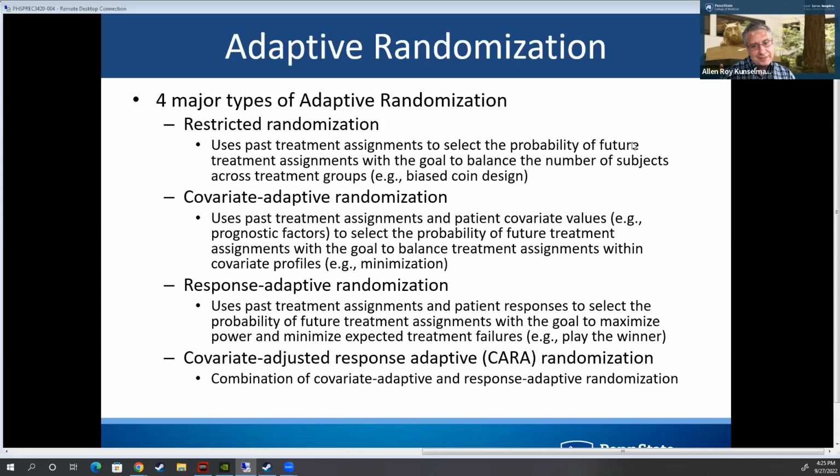And then this last method is covariate adjusted response adaptive randomization. So it's just a combination of the middle two. It's just taking it to the next extreme.